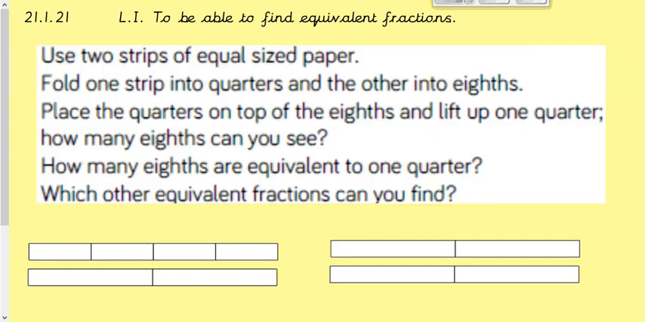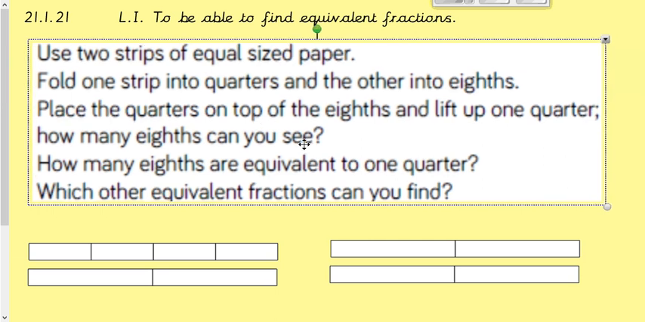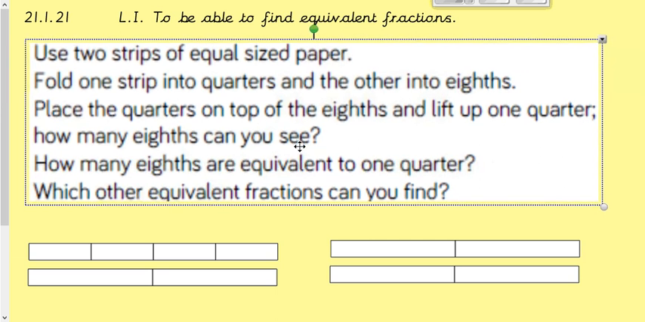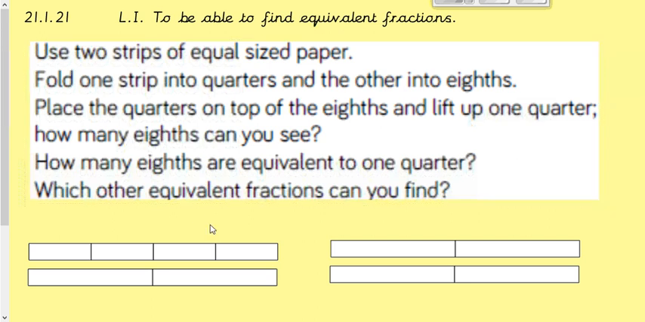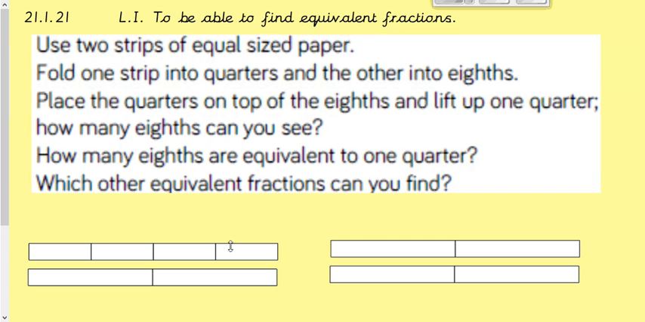Now this you can try at home if you want to. It's just a way of seeing equivalent fractions. So what you need to do is use 2 strips of equal size paper. You're going to fold one strip into quarters and the other into 8s. So you'll fold up into 4 sections and the other one into 8s. Then you'll place the quarters on top of the 8s and lift up 1 quarter. How many 8s can you see? And then you'll just have a look at those questions. Now, there's a lot there, so don't worry if you don't want to do it, because I've had the same representations here, okay?